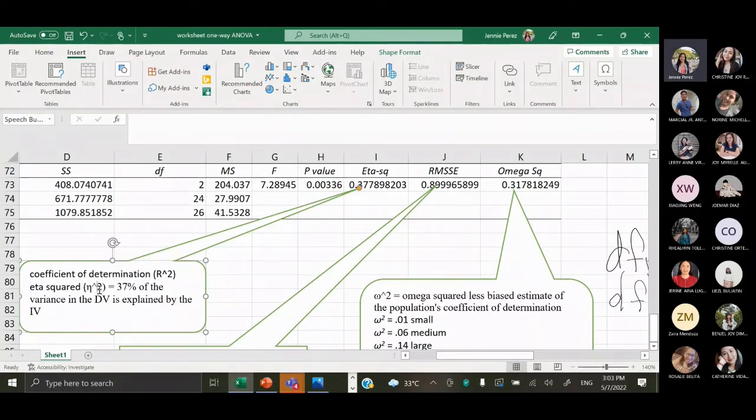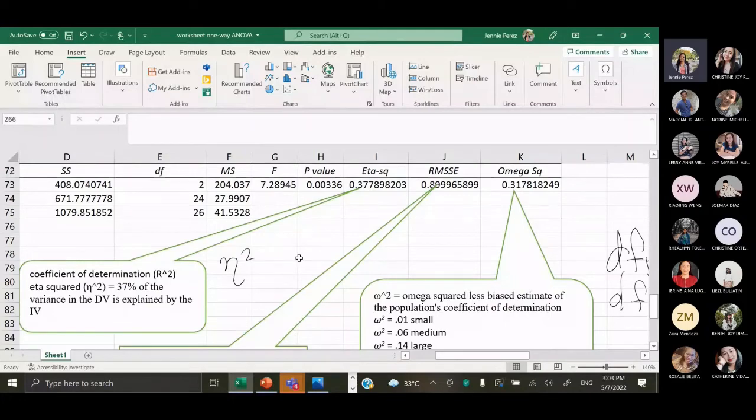The eta squared is equal to 38, actually 37%. This would read as 38% of the variance in learning performance can be attributed to the teaching method used. And this is an estimate of the sample.